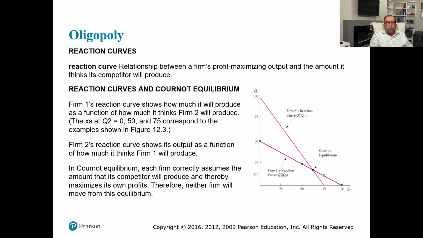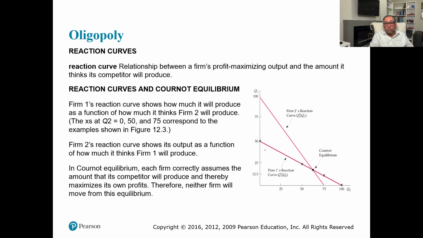Now in this way, we can develop reaction curves for both the firms. So how can we derive the reaction curves? In this case, we are not plotting the price on the y-axis. On the y-axis we are plotting the output of firm 1, and on the x-axis we are plotting the output of firm 2. We see how much they are going to produce if the other firm is producing this much. So firm 1's reaction curve shows how much it will produce as a function of how much it thinks firm 2 will produce. So we can say that Q1 at Q2 equal to 0, 50 and 75 corresponds to the examples in our figure 12.3.